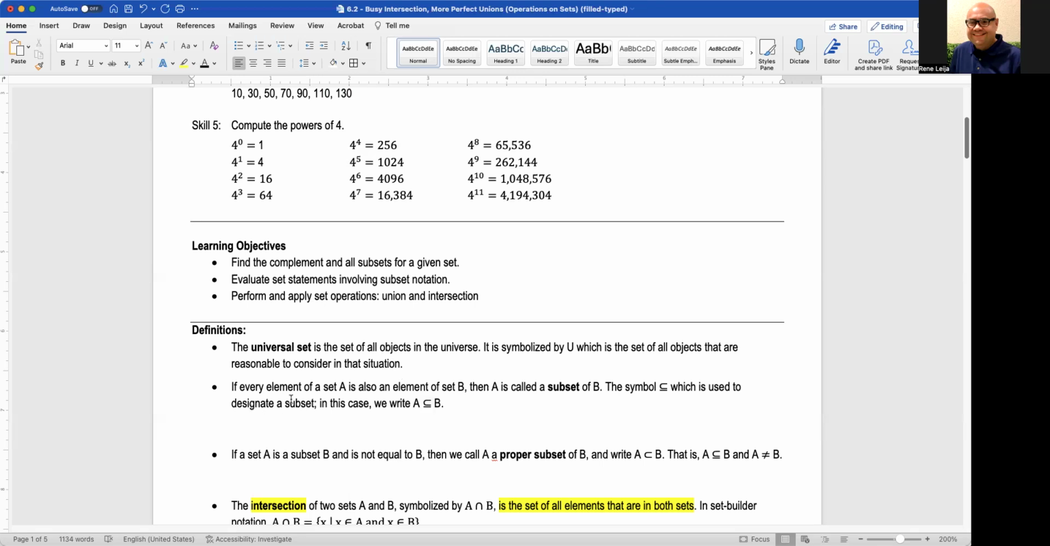Okay, so if I were to take a subset of our class, let's say that I took a subset of people who wore glasses in our class.